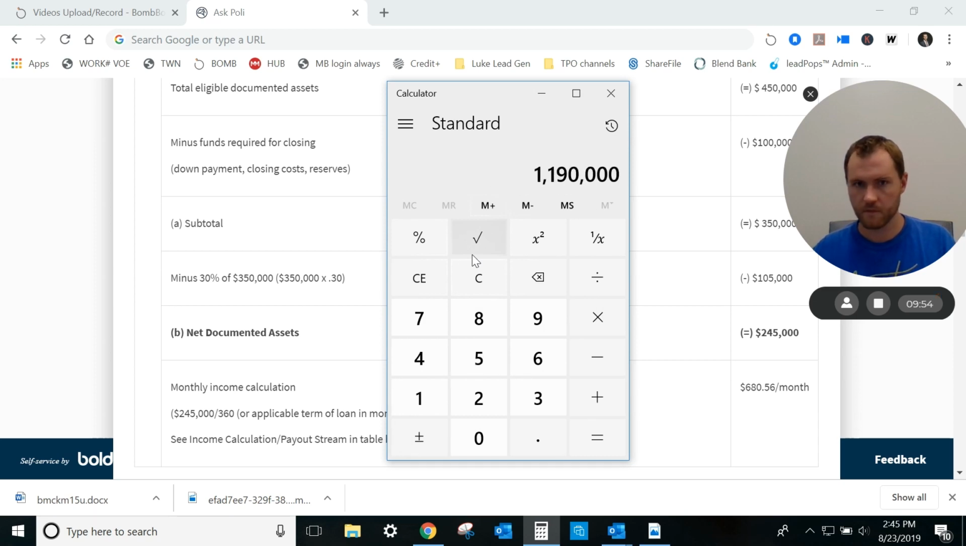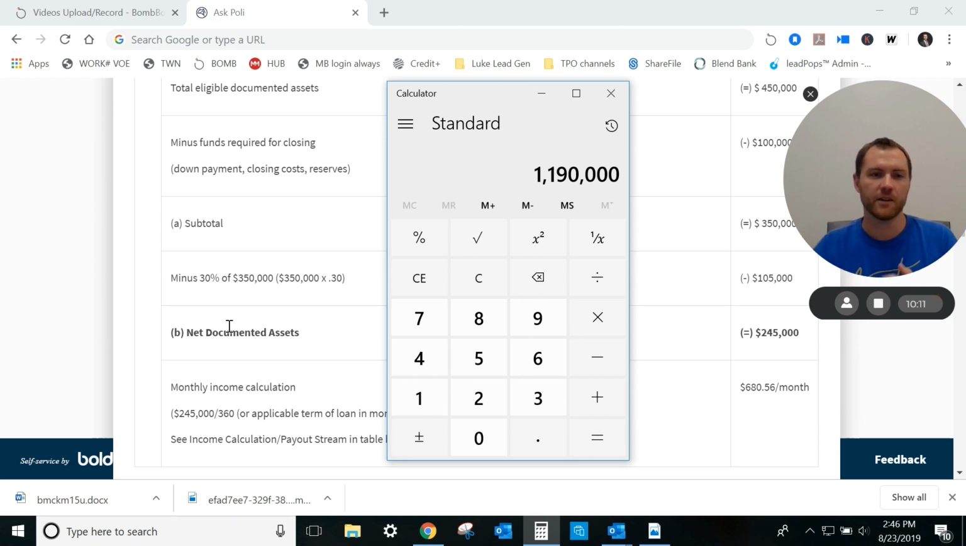We're left with 1.19 right there. That is how we arrive at the net documented assets. Now, what does that mean? We got this number. It's smaller than the original one.